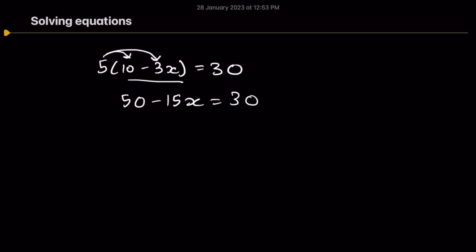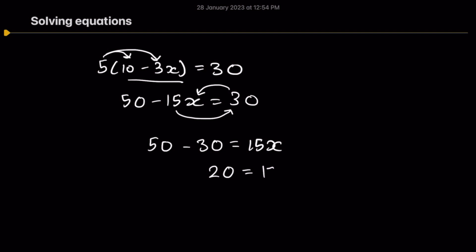Now first let's arrange the terms. So we put both the numerical terms to one side and the value of x to a separate side. So let's take the 30 to that side and minus 15x to the other side. So it will become 50, positive 30 will become minus 30. So minus 30 is equal to minus 15x will become positive 15x. When you simplify this, you get 50 minus 30 is 20 is equal to 15x.